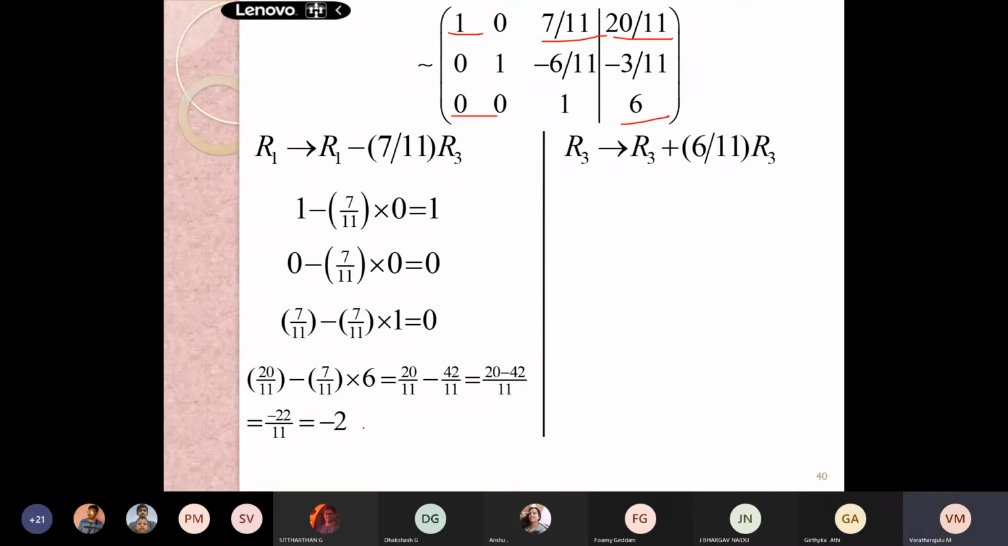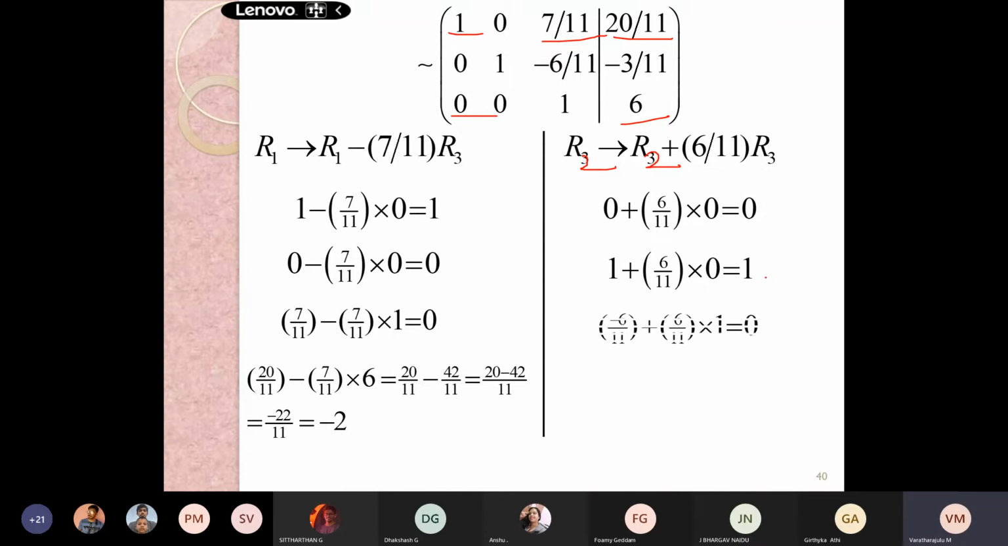Similarly, in R2, R2 implies R2 plus 6 by 11 R3. Here 0 plus 6 by 11 into 0 is 0. And then 1 plus 6 by 11 into 0 becomes 1. The third term now becomes 0. The fourth term, minus 3 by 11 plus 6 by 11 into 6, therefore 36 by 11. Here 33 by 11 becomes 3.